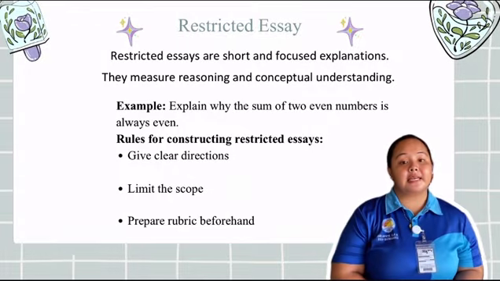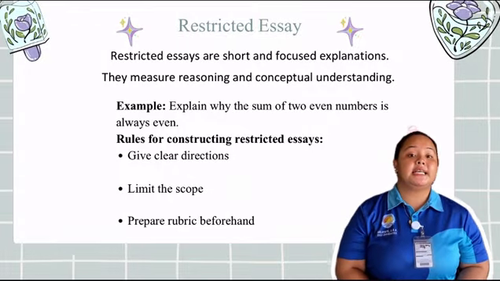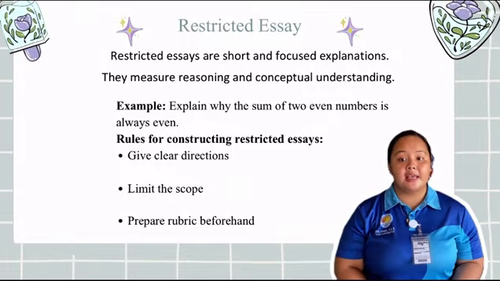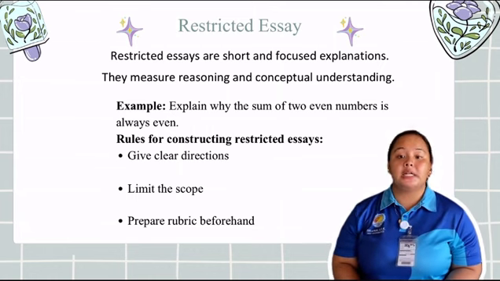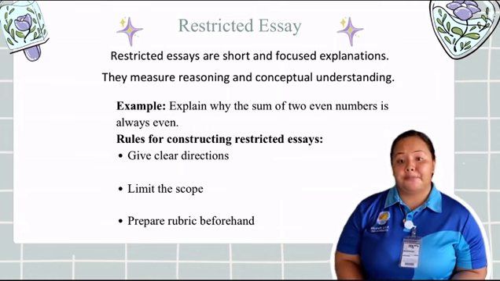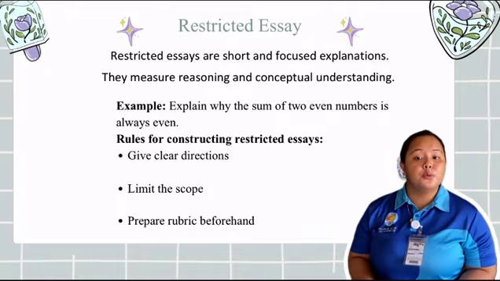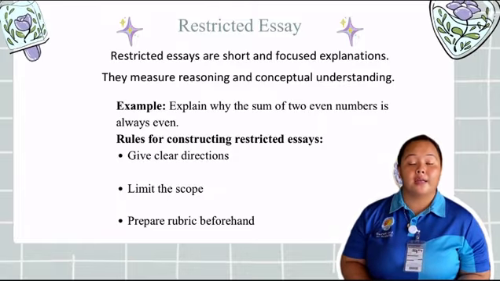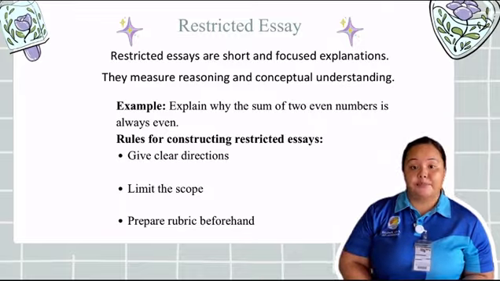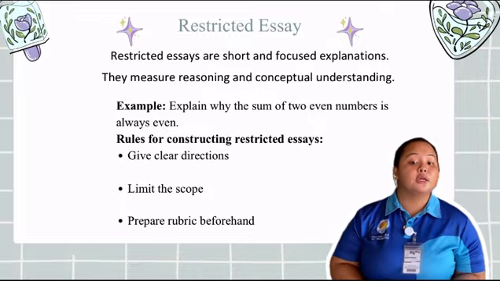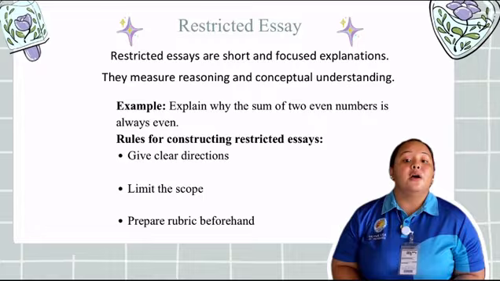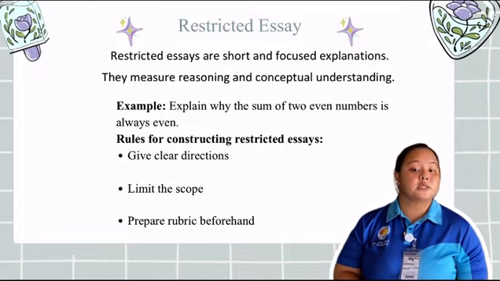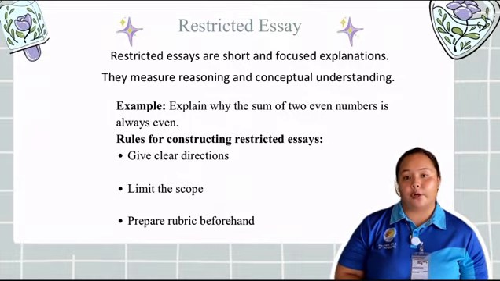The sixth type of test items is restricted essays. Restricted essays are short and focused explanations. They measure reasoning and conceptual understanding. For example, explain why the sum of two even numbers is always even. So the students will answer with short and direct explanations only. We have the rules for constructing restricted essays. First, give clear directions, limit the scope, and prepare rubrics beforehand.